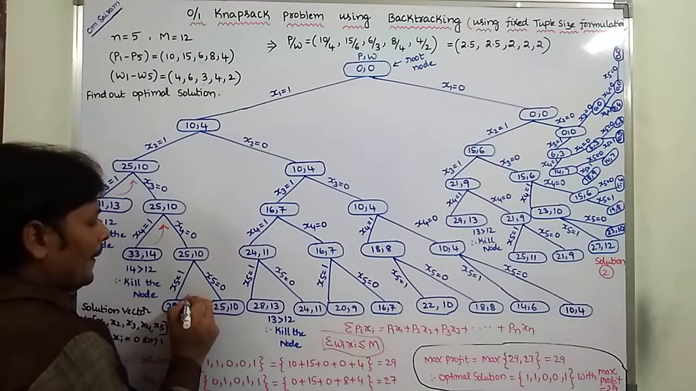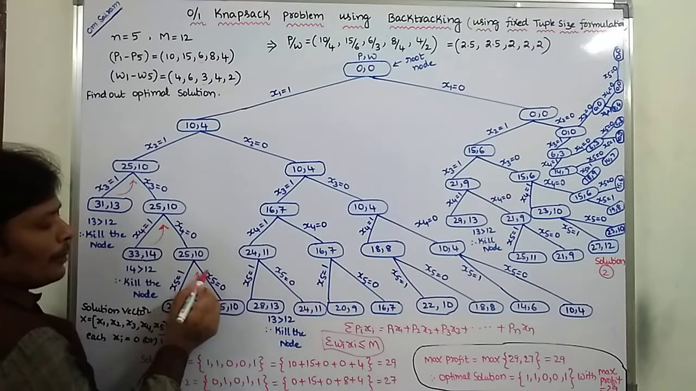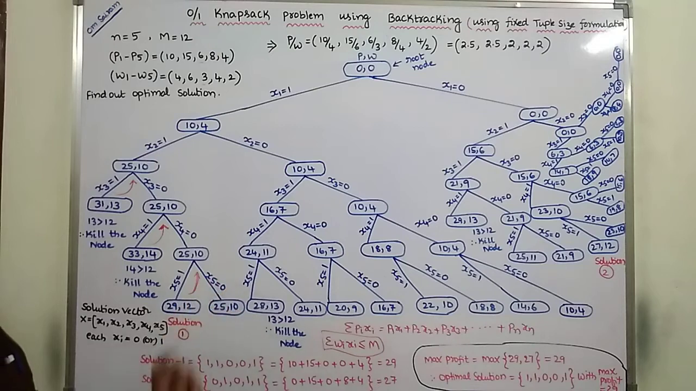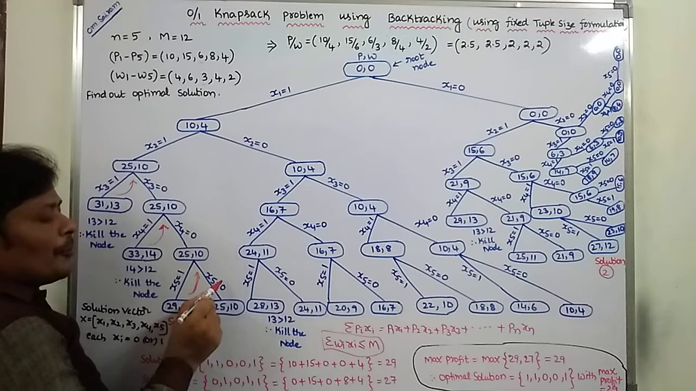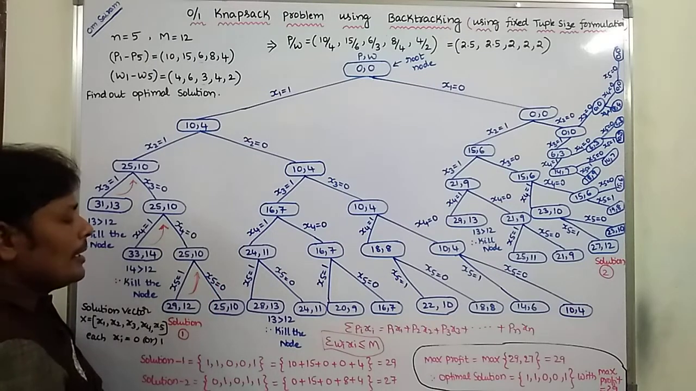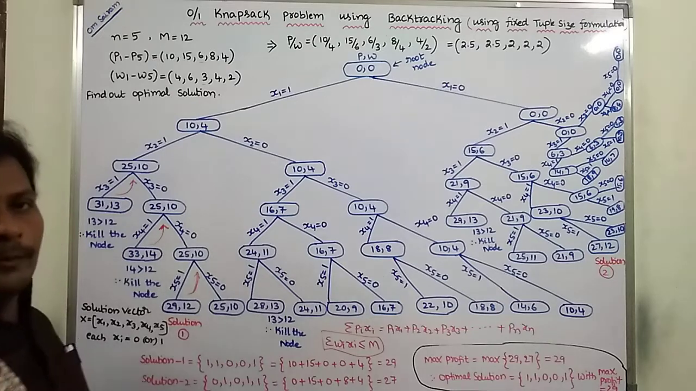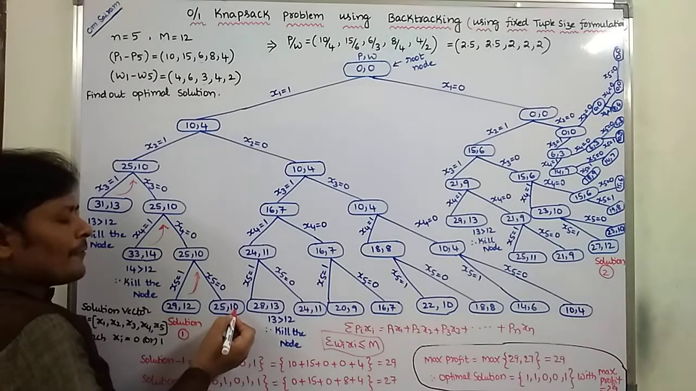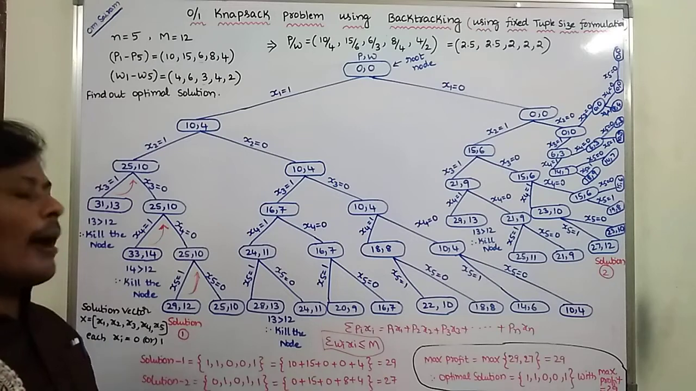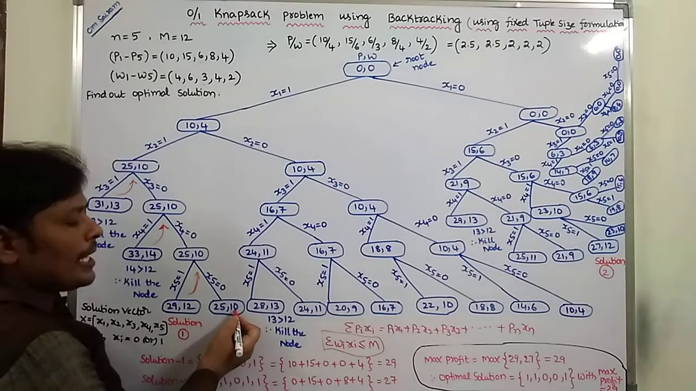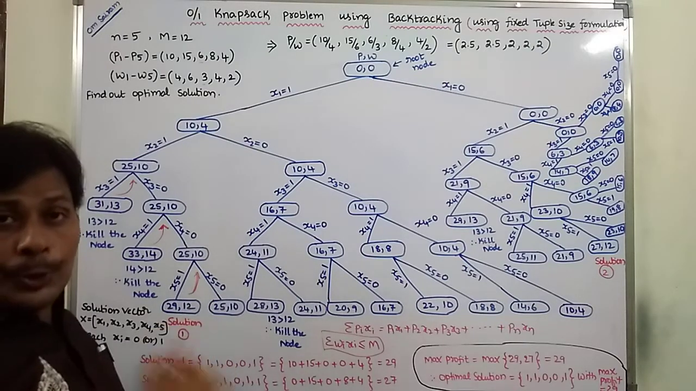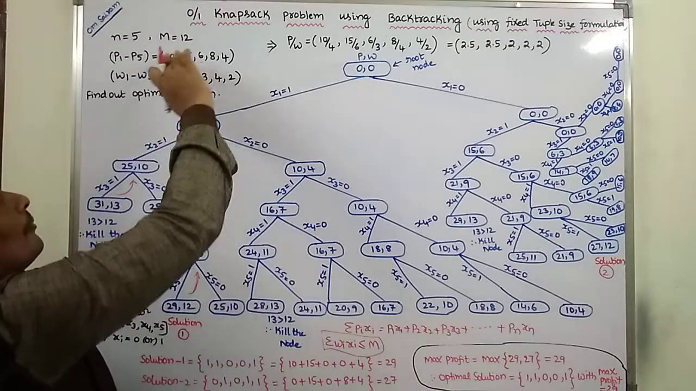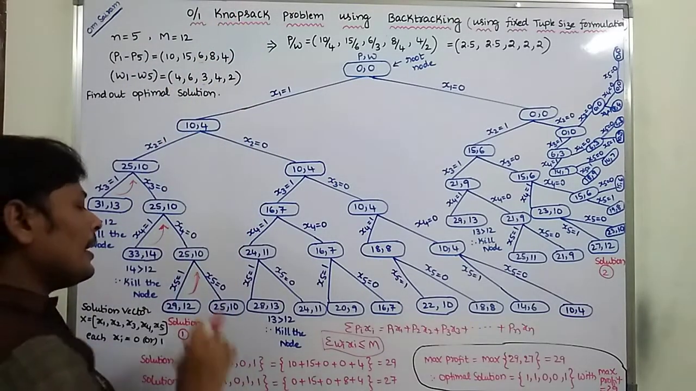Now we go for backtrack. Another possibility is x5 is equal to 0, which means the fifth object is not considered. So that is 25, 10. The sum of the weights of the objects is less than or equal to the capacity of the knapsack. Here 10 is less than or equal to 12, but the remaining capacity is 2. But all five objects are considered.